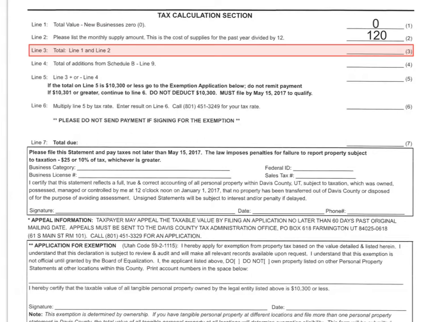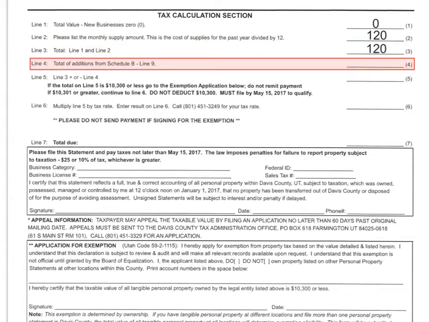For line 3, you will add the total of lines 1 and 2 together. For this example, lines 1 and 2 equal 120. Line 4 is the total amount of all of the assets that you list on your Schedule B. We'll now go through how to complete Schedule B.